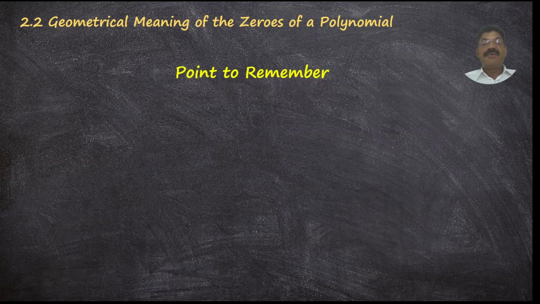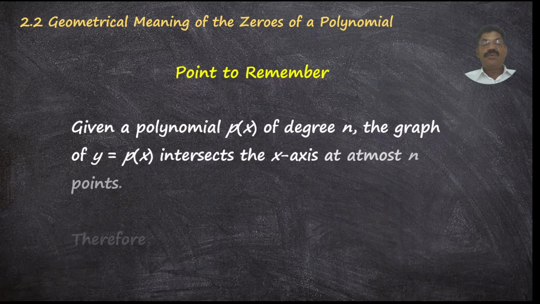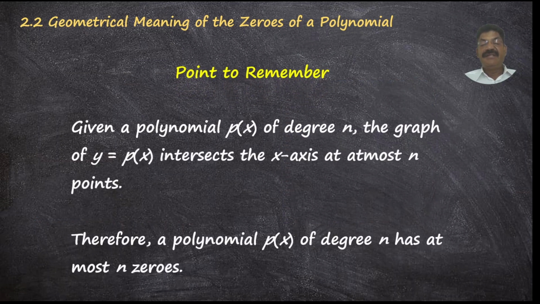So this is the point you have to remember. Given a polynomial p of x of degree n, the graph of y is equal to p of x intersects the x-axis at most n points. Therefore, a polynomial p of x of degree n can have at most n zeros. So this point you have to remember.